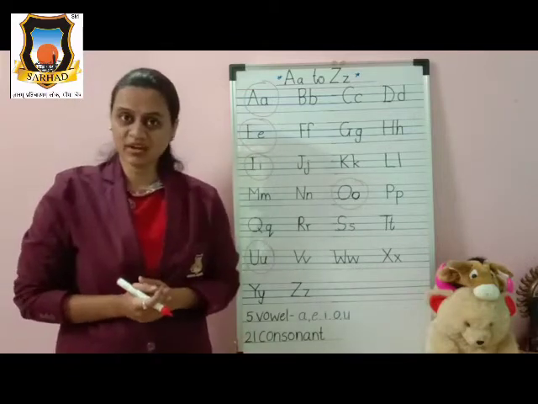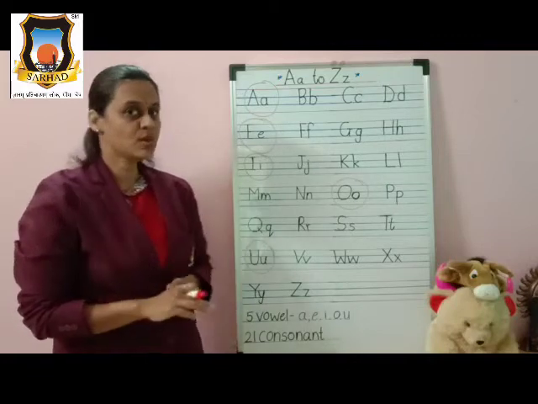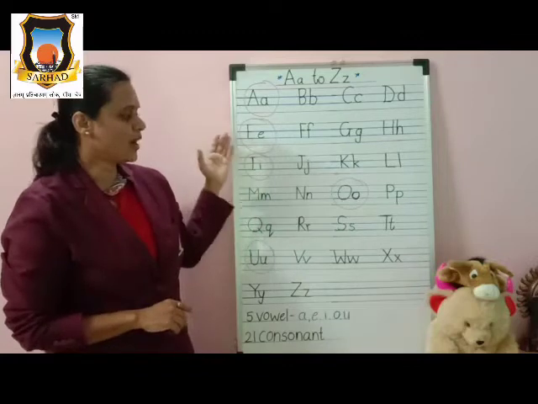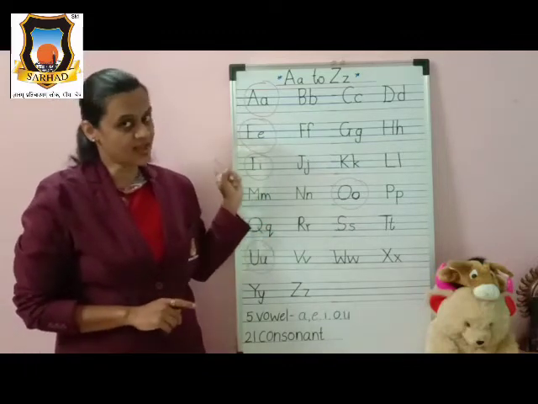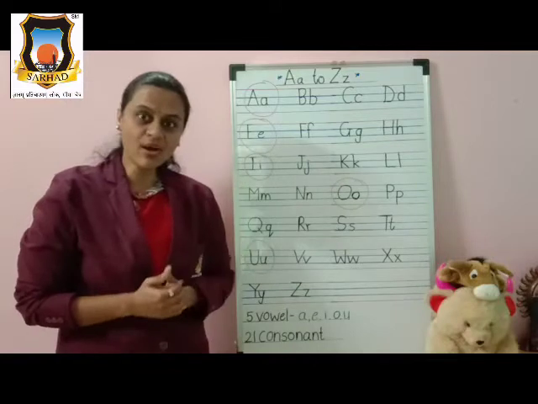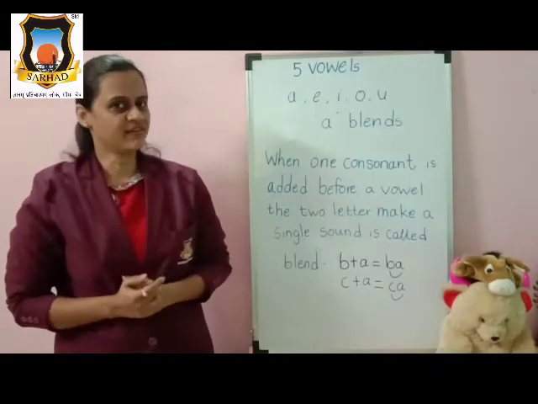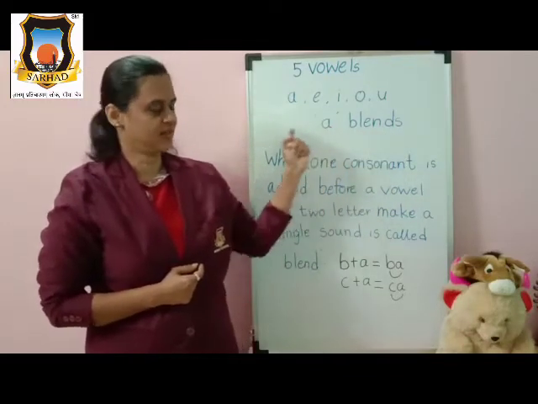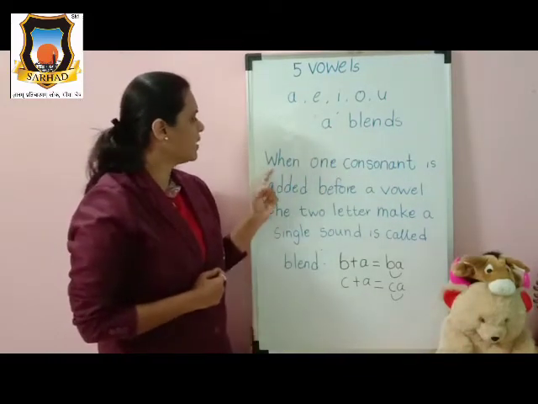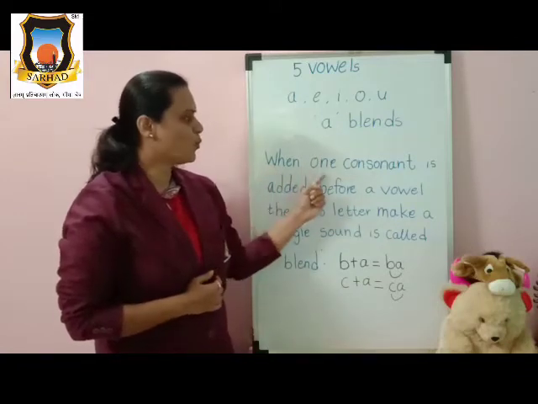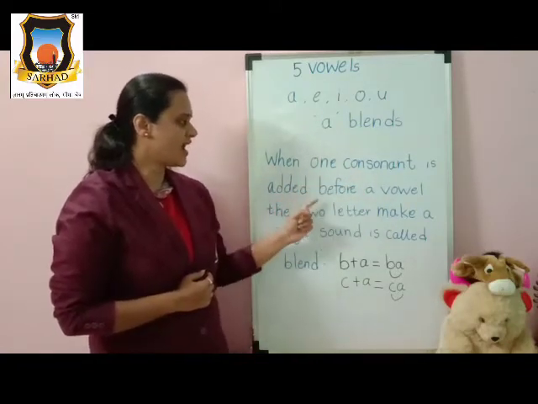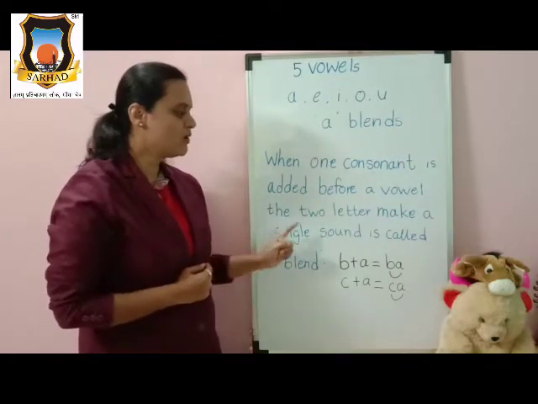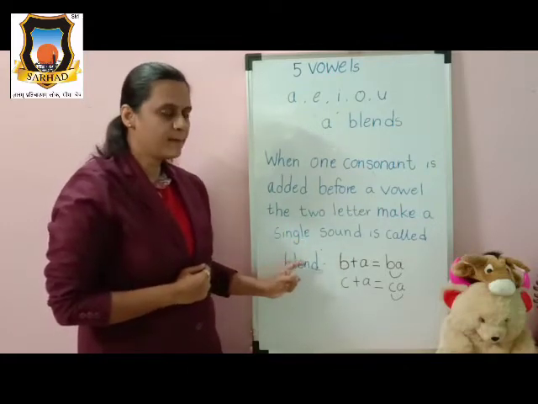So, children, do practice daily at home A to Z letter names, their sound, 5 vowels and consonants. Okay? We will revise A vowel 2 letter blends. Blends means when one consonant is added before a vowel, the two letters make one sound. It's called blends.